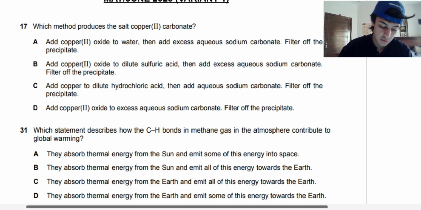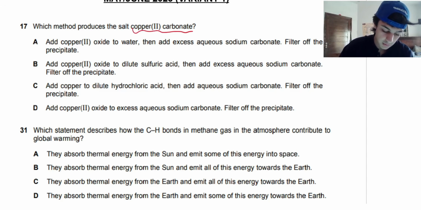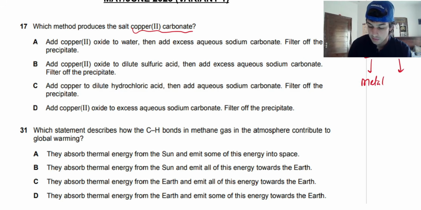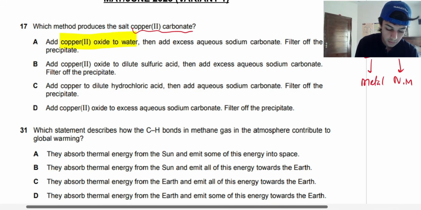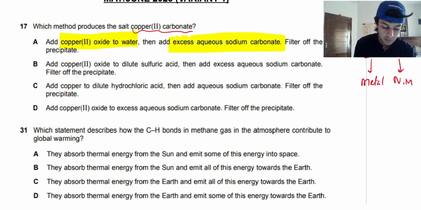So this is a question in regards to acids, bases, salts, and so on. Copper carbonate. To form copper carbonate, you can clearly see that we will need a copper component, which is metallic in nature, and a carbonate component, which is non-metallic in nature. Add copper oxide to water, then add excess sodium carbonate, filter off the precipitate.